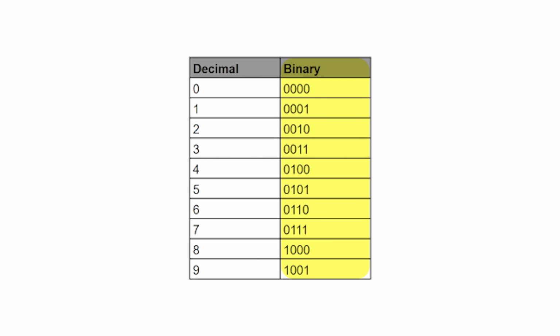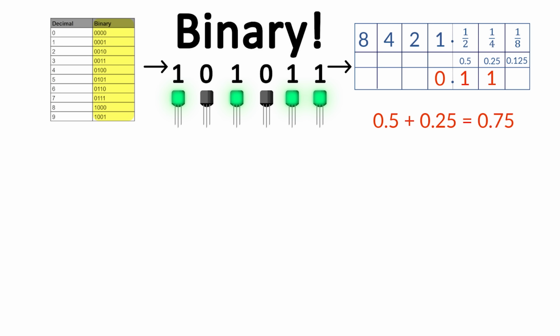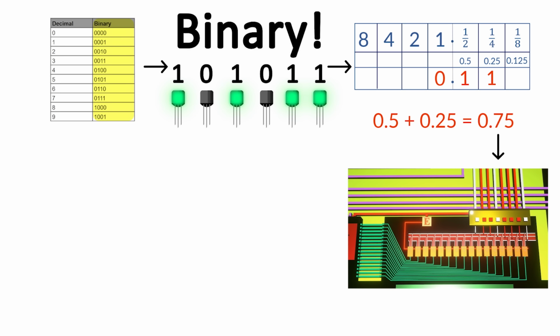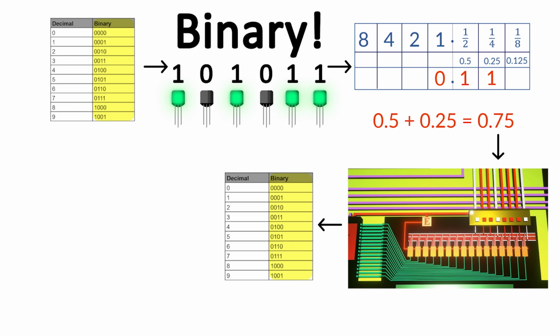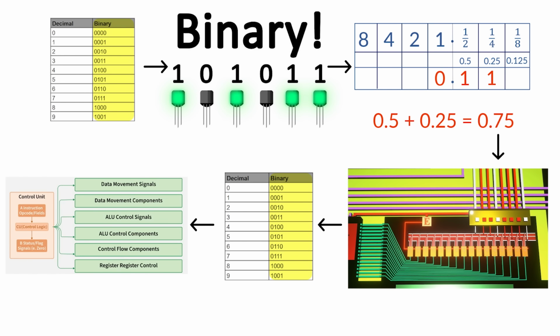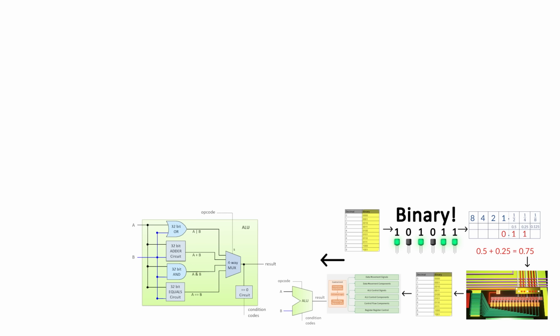Step 2 is decode. The instruction is written in binary, just ones and zeros, so the CPU needs to figure out what it actually means. A part of the CPU called the instruction decoder reads those ones and zeros and translates them into control signals. These signals tell the different parts of the CPU what to do, like send the value from register 0 to the ALU or perform an addition operation.